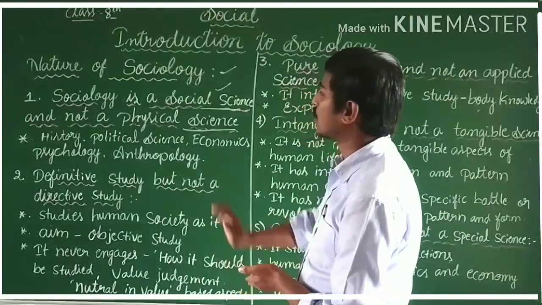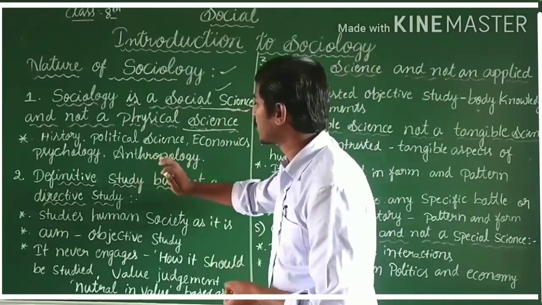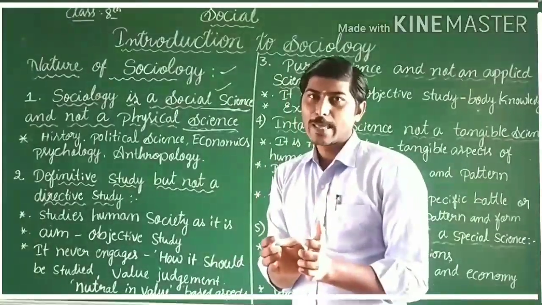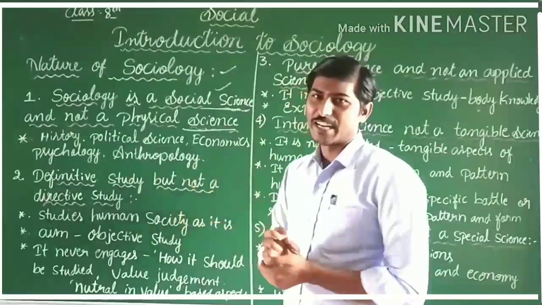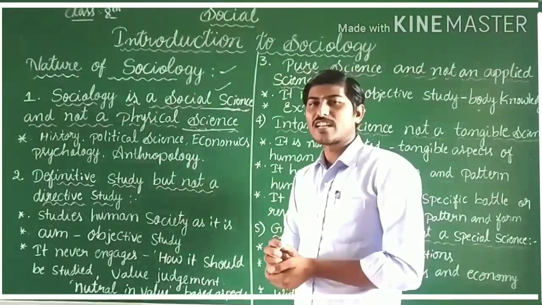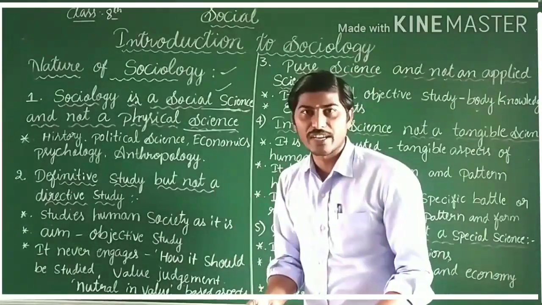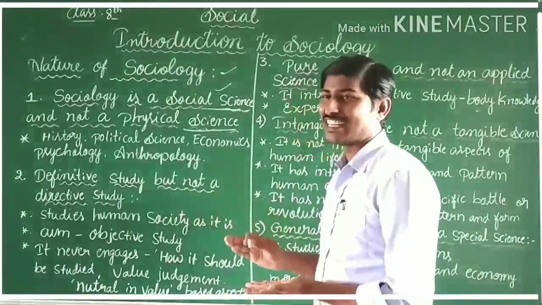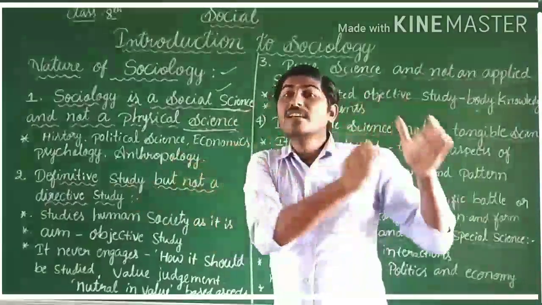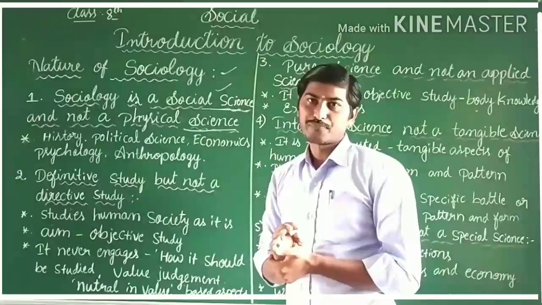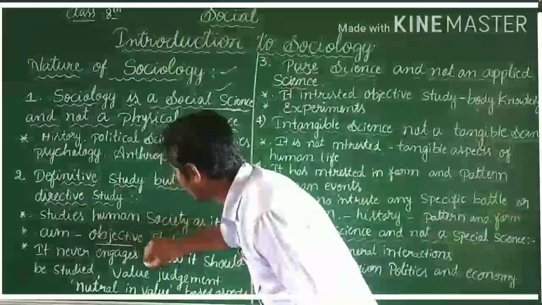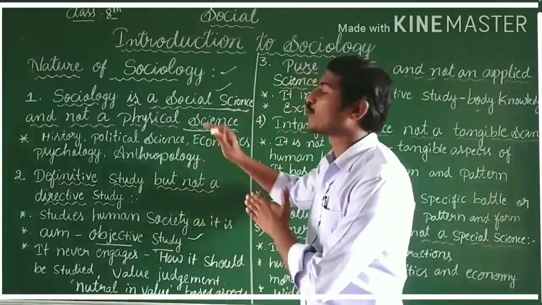The second nature is that sociology is a definitive study but not a directive study. In sociology, we study human society and human behavior, and we study human society as it is. Its aim is objective study. The objective study is the aim of sociology.